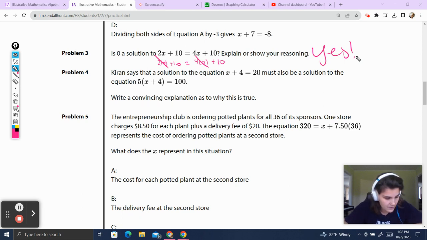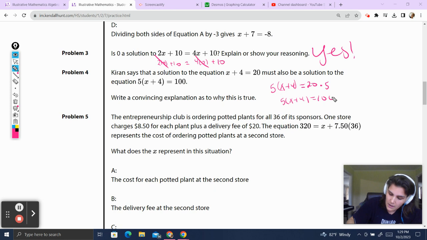Problem number 4. Kieran says that a solution to the equation x plus 4 equals 20 must also be a solution to the equation 5 times x plus 4 is equal to 100. Write a convincing explanation of why this is true. Well, what happens if I take this equation, x plus 4 is equal to 20, and I multiply both sides by 5? I get 5 on this side, I multiply by 5 over there. I got 5 times x plus 4 is equal to 100.